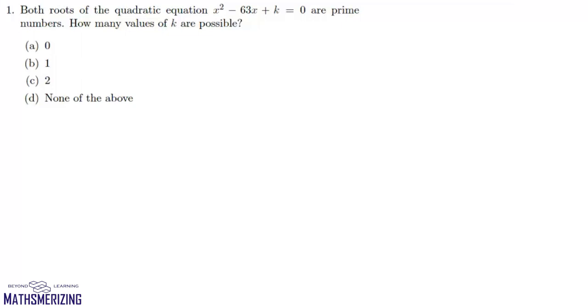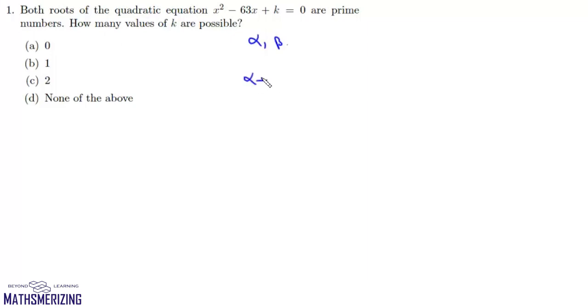Today we'll discuss ISI's MSQMS 2019 QMA paper, and the first question is: both roots of the quadratic equation x square minus 63x plus k equals 0 are prime numbers. How many values of k are possible? Now suppose the roots of this equation are alpha and beta.